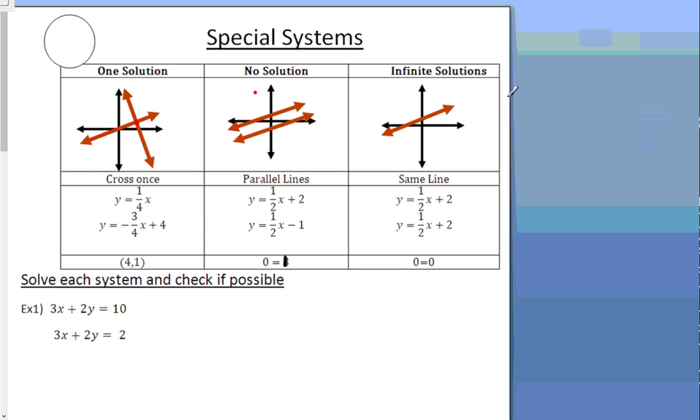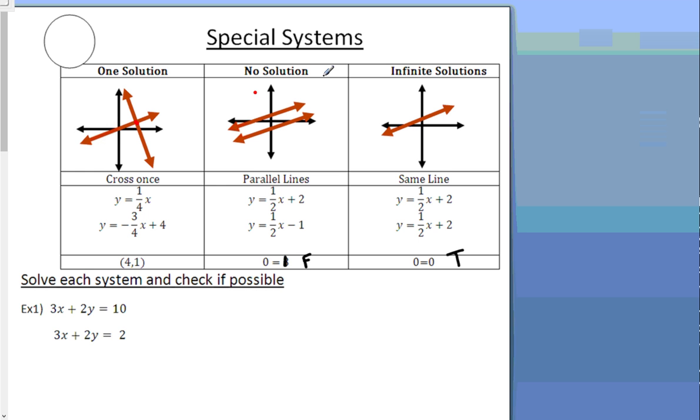Okay? All right. Either one of three things can happen. Either you get an answer, or you knock off all the letters and what's left is false, or you knock off all the letters and what's left is true. See, this is false, and this is true. 0 is not equal to 1, but 0 is equal to 0. So if you knock off the variables, you need to look at what's left, and if it's true, then the answer is infinite solutions, or all numbers. If it's false, then the answer is no solution.